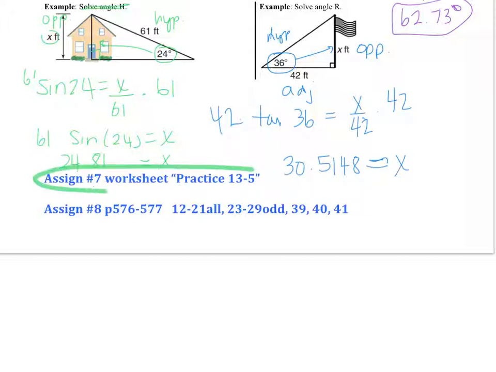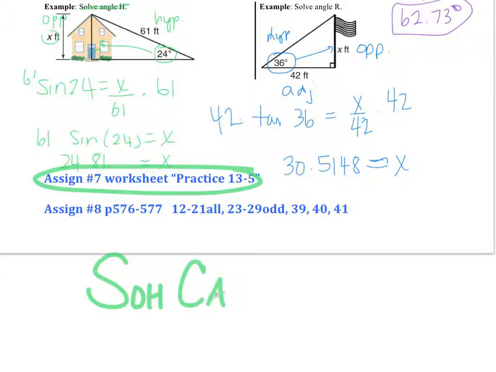Worksheet 7 is your first homework for this. Practicing that, just a good reminder for you. Sine is the opposite over hypotenuse. Cosine is the adjacent over hypotenuse. Tangent is the opposite over adjacent.